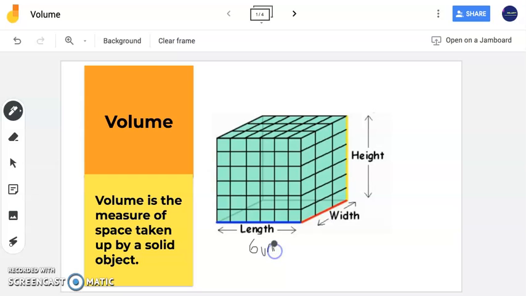And I have a width. We're going to count my width. 1, 2, 3, which is also 3 units. Just put a U for units. And my height is 1, 2, 3, 4, 5, 6. 6 units here. Now the first thing to find volume is you need to find the area of the base.